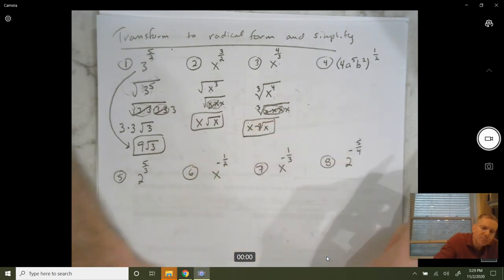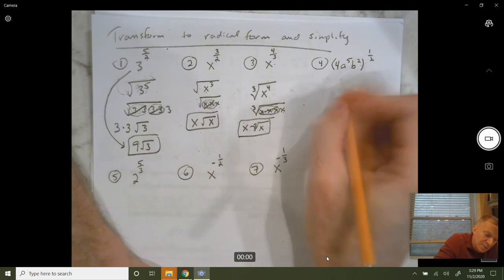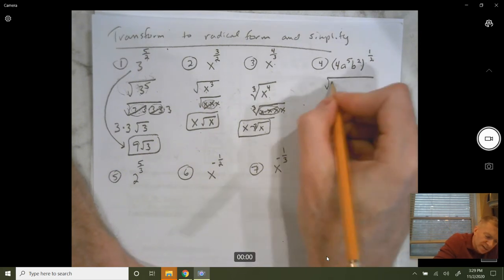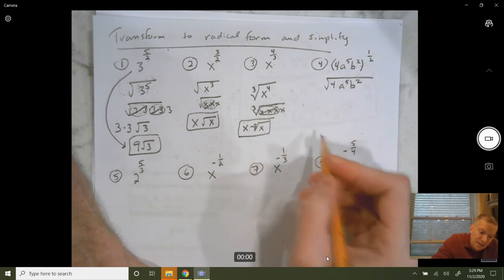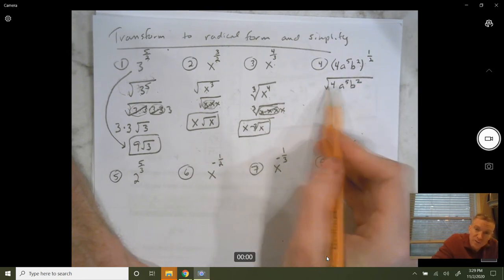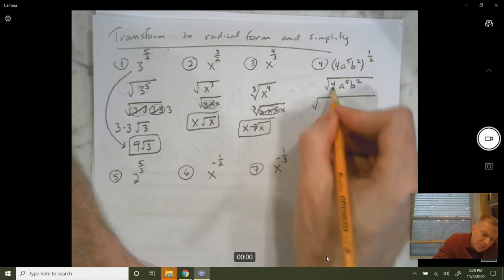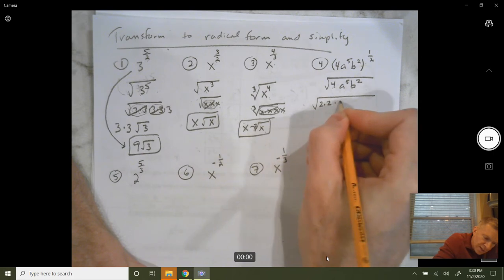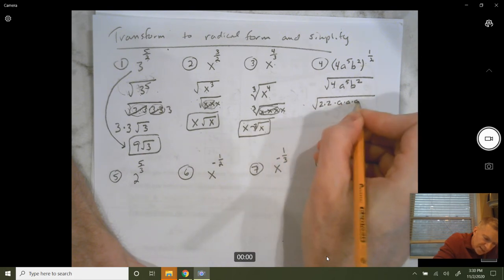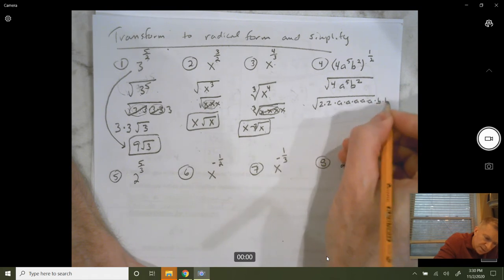Okay, let's look at the next one. This entire thing is raised to the 1/2, which means I'm taking the square root of the entire thing. Okay, now it's a square root. We need perfect squares. So I'm just going to spell it all out. I'm going to break everything down. 4 is 2 times 2. A to the 5th, A times A times A times A times A. There's 5 of them. Times B times B.